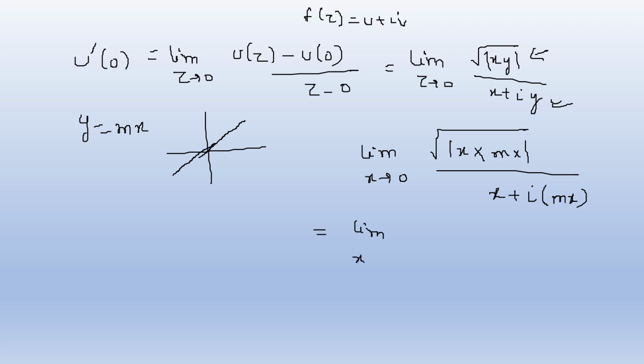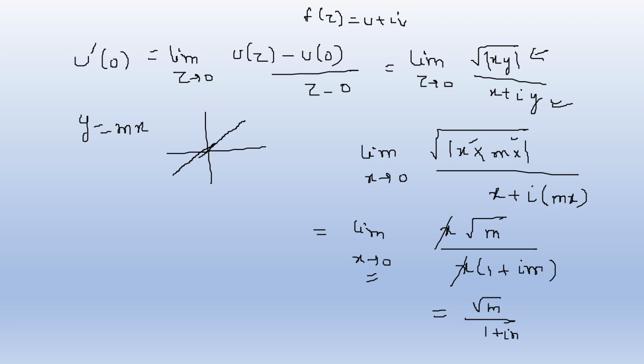Now what will you get? Limit x tends to 0. See, if you multiply x into x, it will be x square. x square will come out from under root to become x. What is there in the root now? m. In the denominator, can I take out x as common? 1 plus iota m. Now x gets cancelled out. There is no x, so the limit, if you just put x as 0, there is no x, so the limit will be 1 plus iota m.